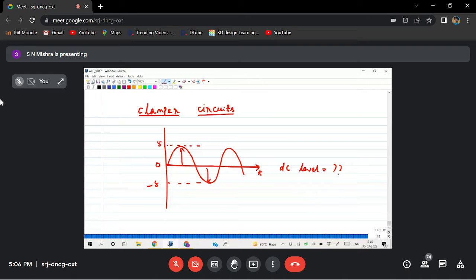So tell me, if upside is 5 volt and downside is 5 volt, what is the DC level? Then what can I do? Upar jitna hai, niche utna hai. So average value kitna hoga? This is your DC level. Zero. Whatever upside is changing, same way the downside is changing. So average value is zero. So DC level is here 0 volt.